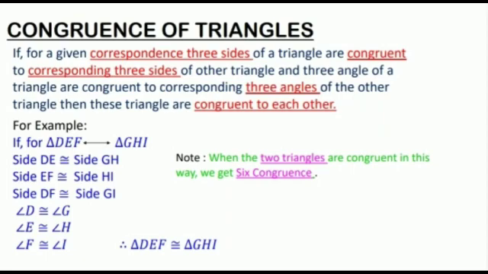These are about the sides. Now the angles. Angle D is congruent to angle G, angle E is congruent to angle H, angle F is congruent to angle I. So we can say that triangle DEF is congruent to triangle GHI. You also have to remember, children, when the two triangles are congruent in this way, then we get 6 congruencies.